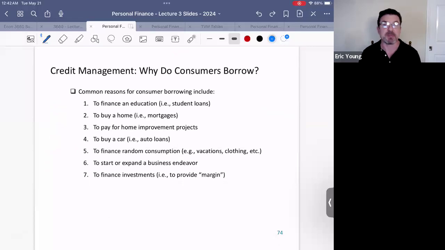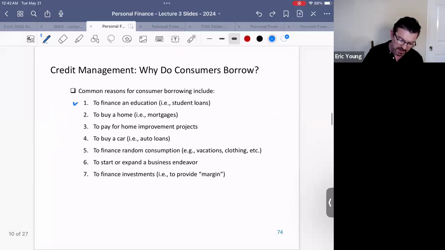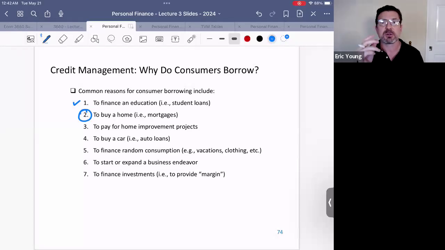But with that said, people borrow for lots of reasons, and some of them are good. I put together here a list of some of the more common reasons why people borrow. Some of these sound familiar. Some people borrow to finance their education through student loans. A very common, and if you're smart about it, a very good use of debt, again, you have to be prudent, you have to be smart, is to get a mortgage to buy a house.